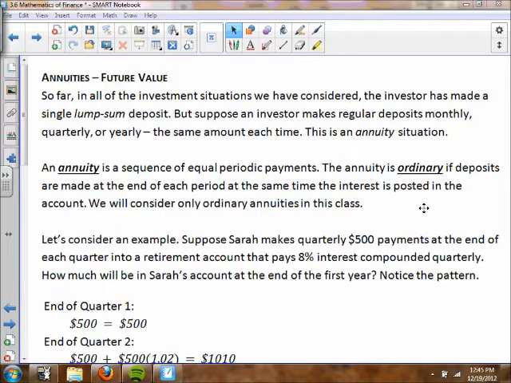Future value. So we're talking about annuities. So far, in all the investment situations we've considered, the investor has made a single lump sum deposit. But suppose an investor makes regular deposits monthly, quarterly, or yearly, the same amount each time. This would be considered an annuity situation. An annuity is a sequence of equal periodic payments. The annuity is ordinary if deposits are made at the end of each period at the same time the interest is posted in the account. In this class, we'll only consider annuities that are ordinary.